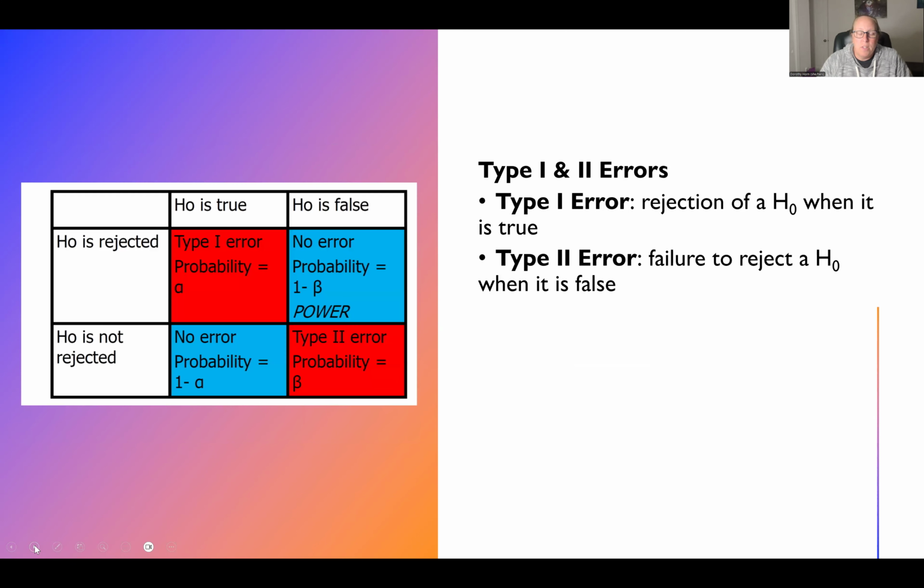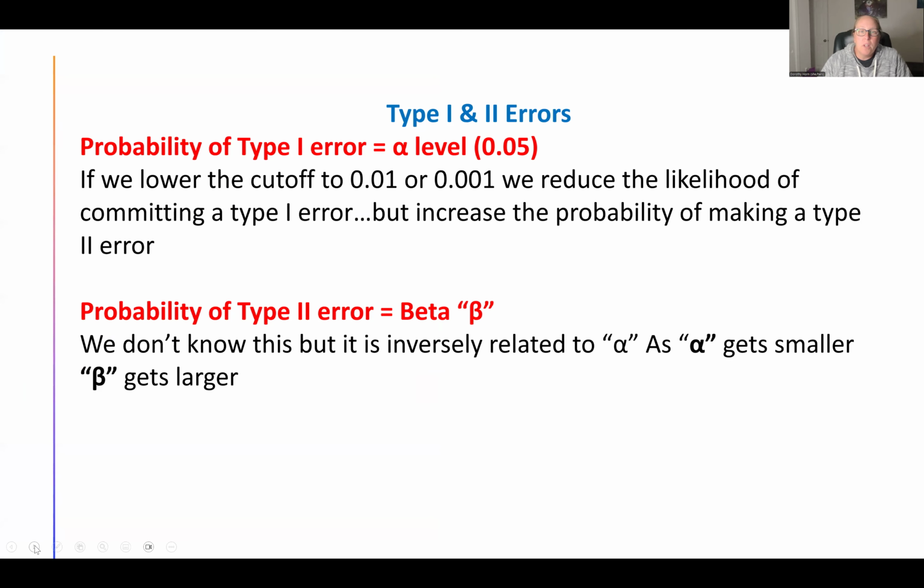So write this down, put this on a piece of paper so that you know what type 1 and type 2 errors are. The probability of a type 1 error when we have the alpha level at 0.05, we lower that cutoff to 0.01, and we reduce the likelihood of committing a type 1 error. So basically, when you're doing statistics and you get something below 0.05, it needs to be way below 0.05. Otherwise, you have to be careful about your type 1 and type 2 errors, all right? So as alpha gets smaller, beta gets larger, which is that probability of a type 2 error.